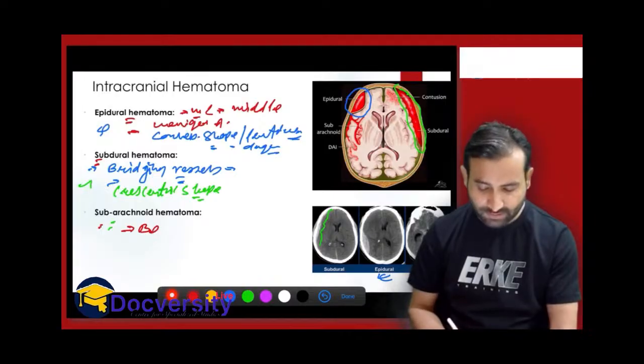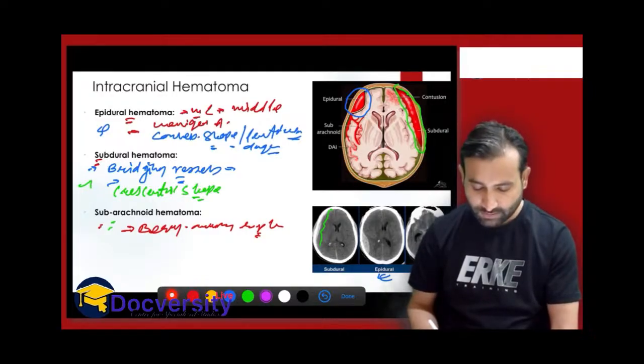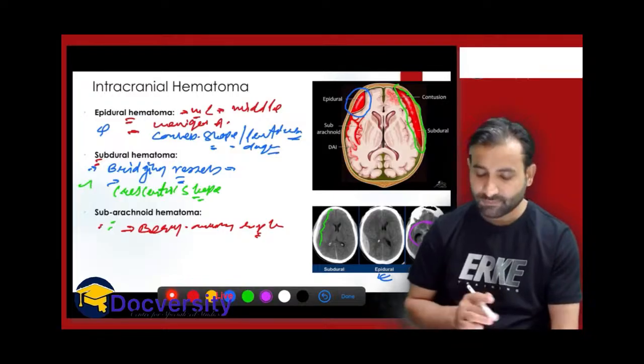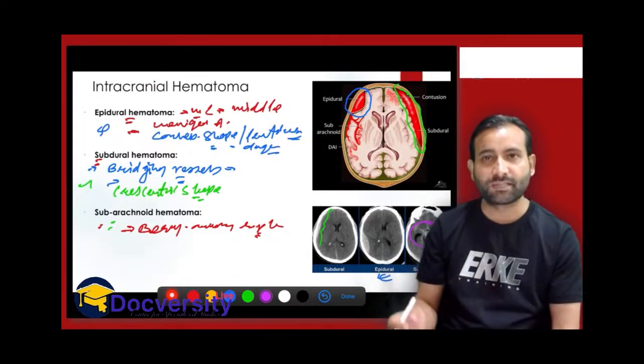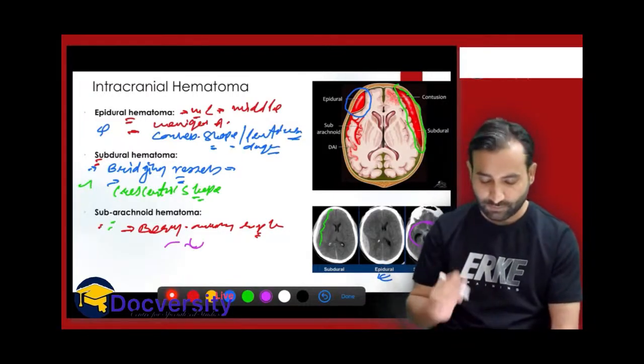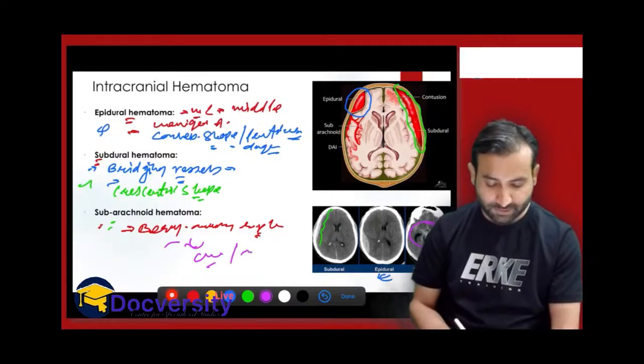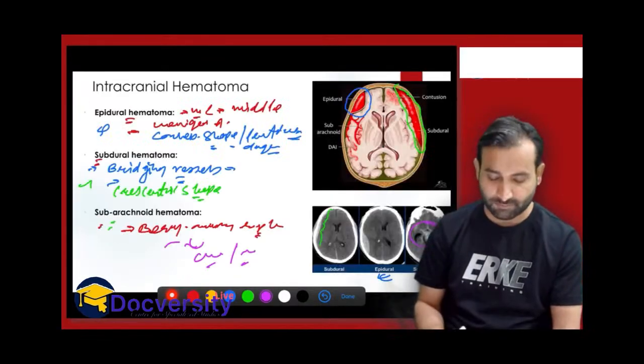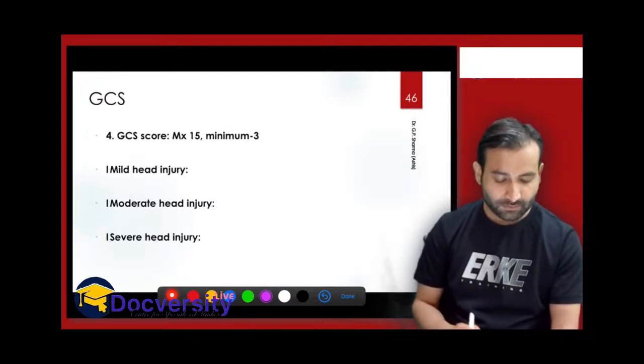And subarachnoid hemorrhage, sometimes we have the berry aneurysm rupture. So it produces the hemorrhage within the subarachnoid space, and then you can see this kind of mixture of blood within the cerebrospinal fluid, right? And these patients come to you with sudden severe headache sometimes, subarachnoid hemorrhage patients.